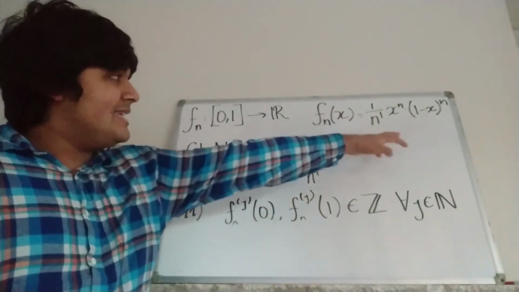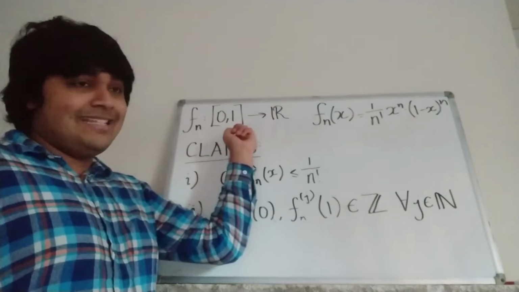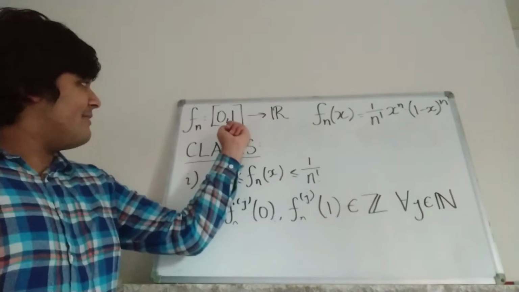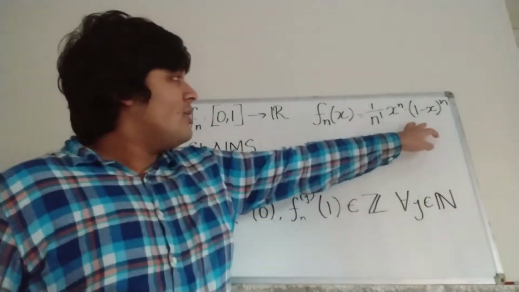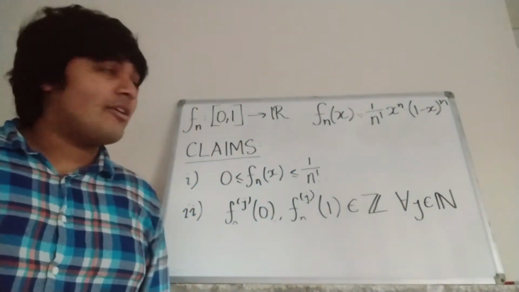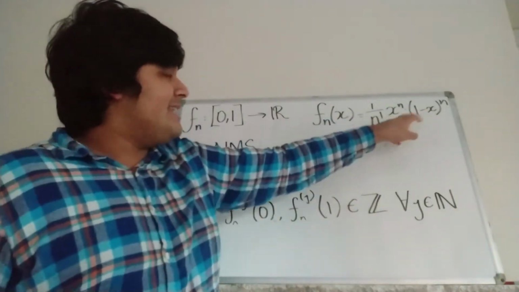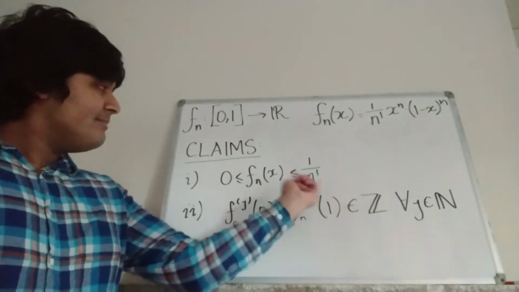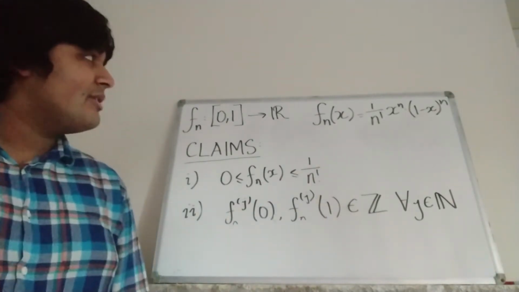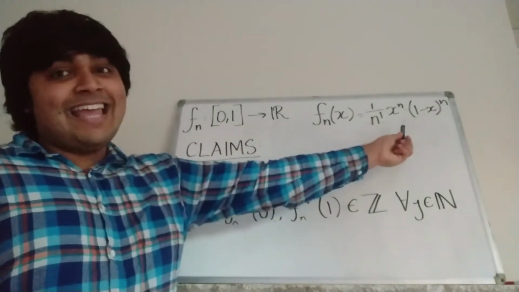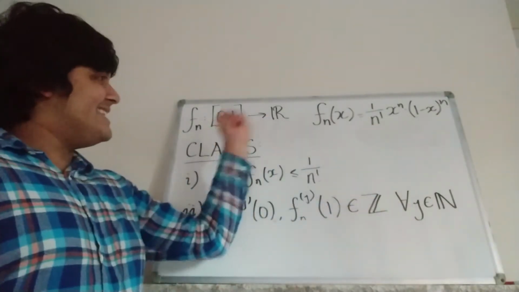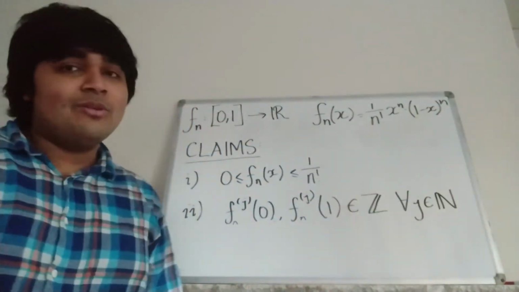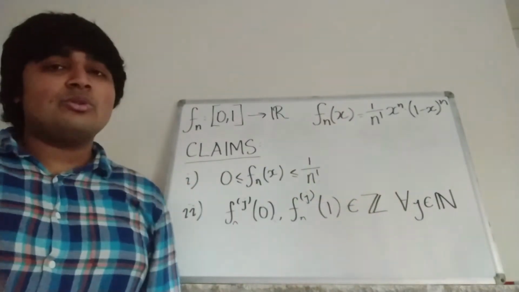Firstly, to see non-negativity, clearly x is at least 0, so x to the n is at least 0. Then because x is at most 1, we have that 1 minus x is at least 0, so this is at least 0 too. You're multiplying three non-negative terms, so of course that's non-negative. To show that it's bounded above by 1 over n factorial, because x is at most 1, x to the n is at most 1, and because x is at least 0, 1 minus x is at most 1. So these are at most 1 to the n times 1 to the n, which is 1. So f_n of x is at most 1 over n factorial.